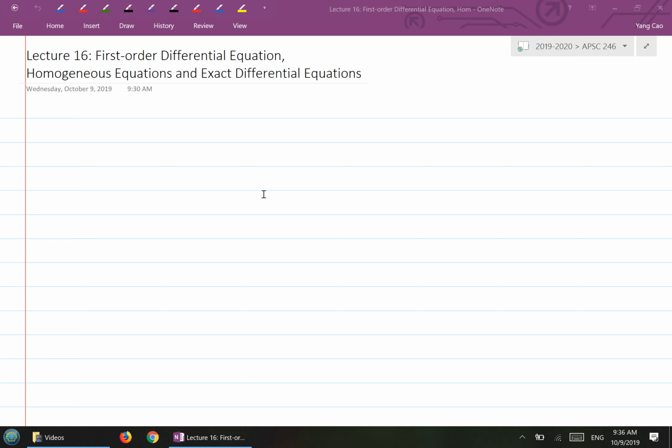Once you're done with all this, there are some additional exercises that will be uploaded to Canvas, and you can practice. But those are additional. If you have time, you do it. If you don't have time, you don't have to. The assignments will be sample questions for the midterm exams.